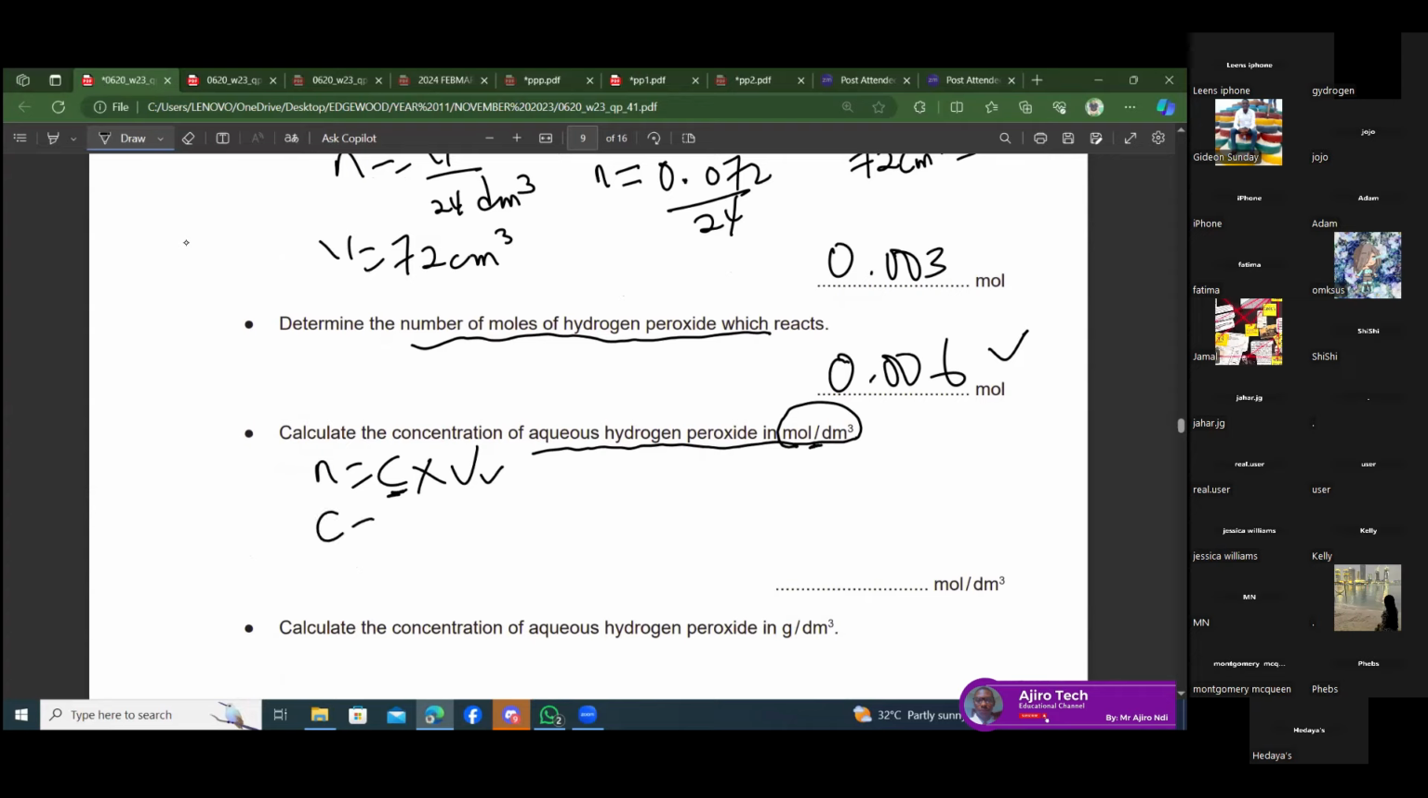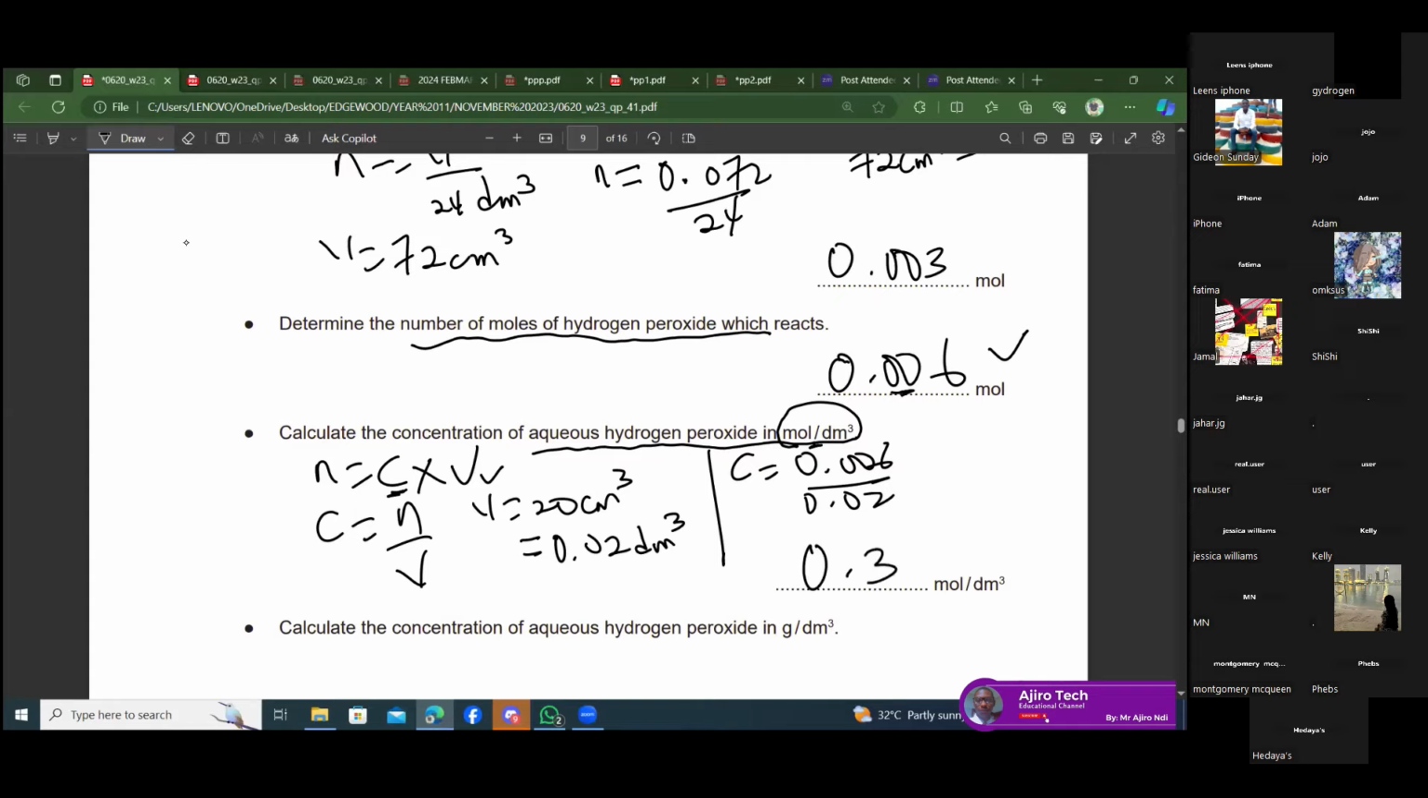So we'll have C to be n over V this time. V is 20, so convert 20 to dm³. That's equivalent to 20 divided by 1000, which is 0.02 dm³. The number of moles is already here, so we can solve now: C equals 0.006 divided by 0.02. By the time you divide that, I have 0.3.